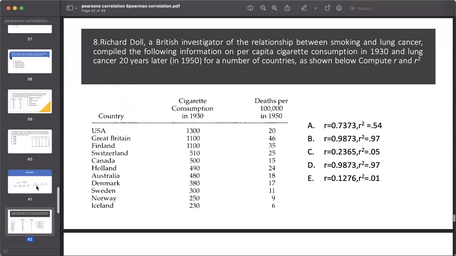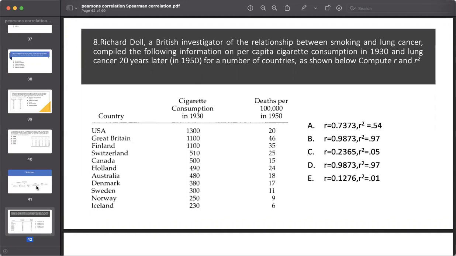Now, question number 8. Richard Doll, a British investigator of the relationship between smoking and lung cancer, compiled the following information on per capita cigarette consumption in 1930 and the lung cancer deaths 20 years later, in 1950, for a number of countries, as shown below. Compute the R and R squared of this data.